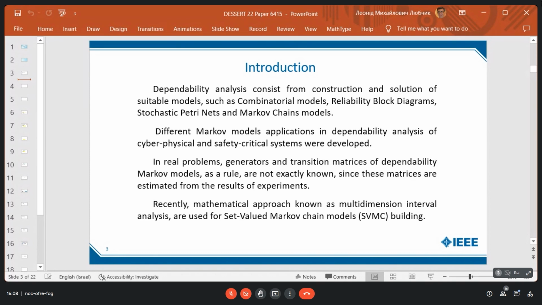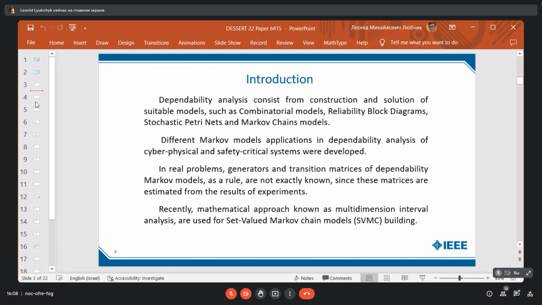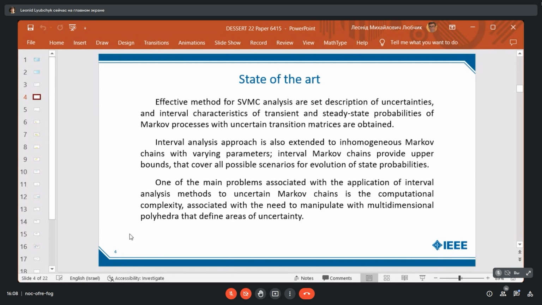So when we find an approach suitable for consideration of a real system, it is necessary to take into account that the parameters of our model are not exactly known, and we should apply some methods of uncertainty analysis. It may be interval analysis, probability analysis, or another, but from the practical point of view, it is more suitable to use so-called interval analysis, which is based on the set-valued description of the uncertainty of such objects. We will consider this problem and effective methods for set-valued Markov chain analysis. Set description of uncertainties gives us the possibility to find the bound characteristics of transient and steady-state probabilities of the Markov process, and the interval analysis approach may also be extended to more complicated situations.